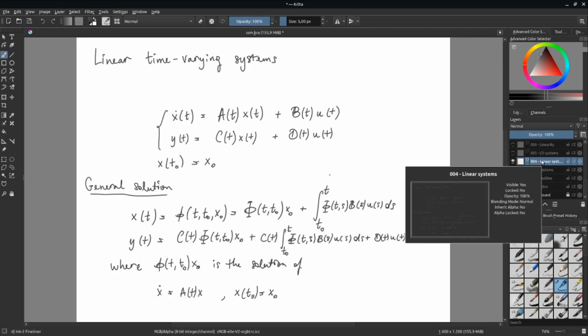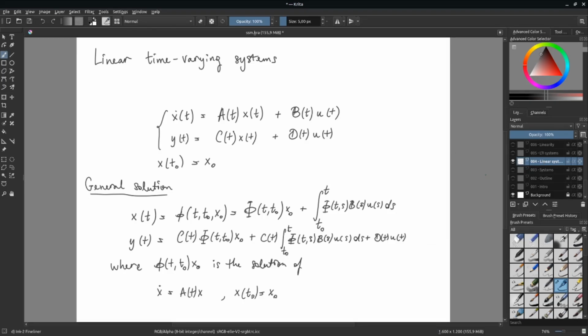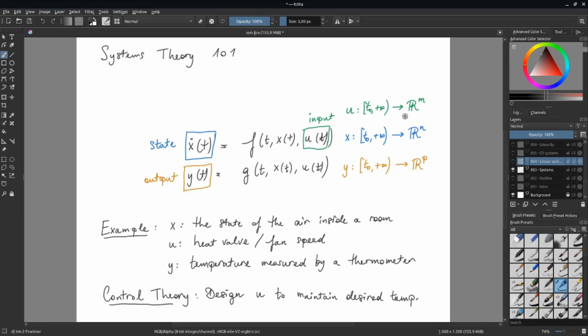But obviously, sometimes you have the input, and the input is what you cannot control and you're trying to do something else. So this was the super generic system of input, output, and state.